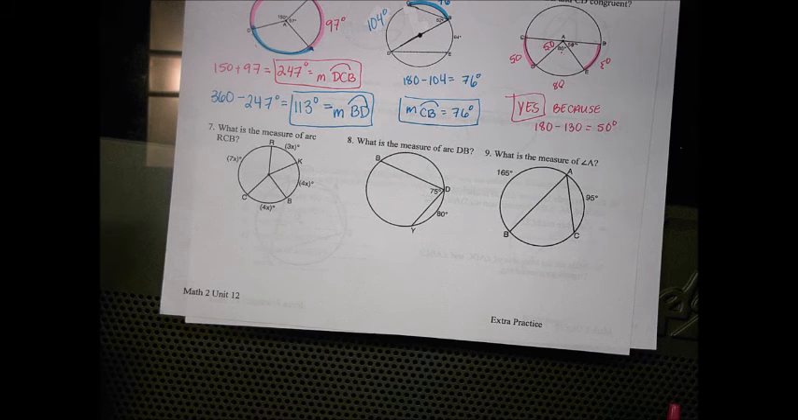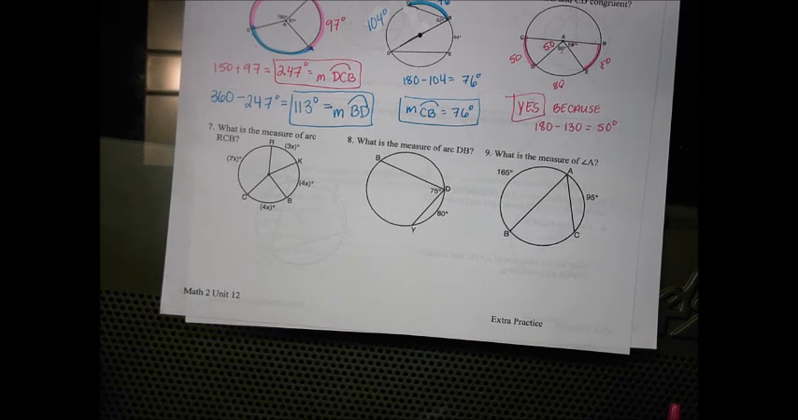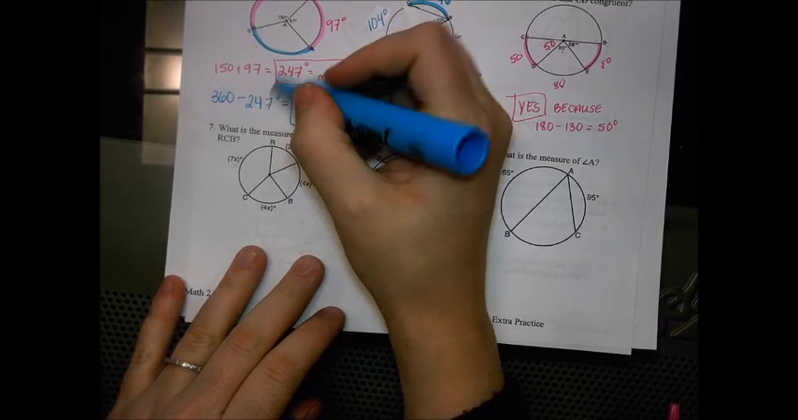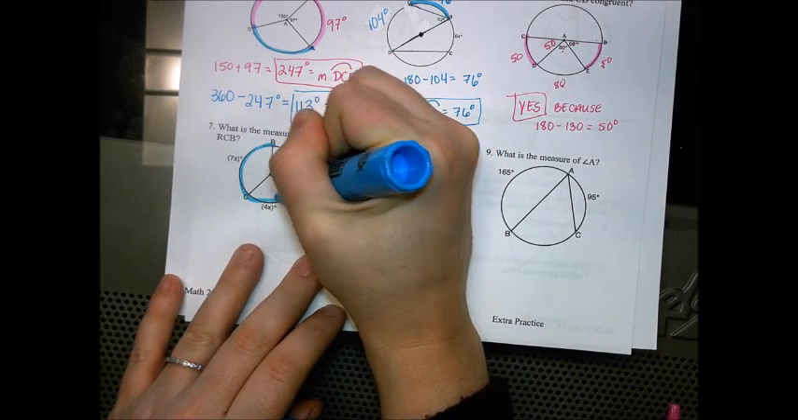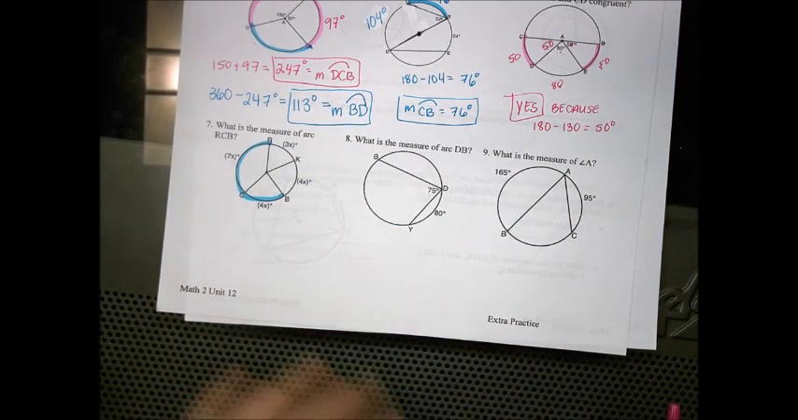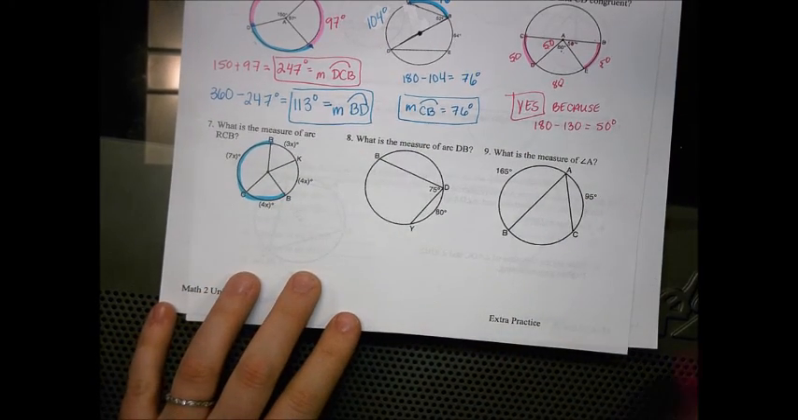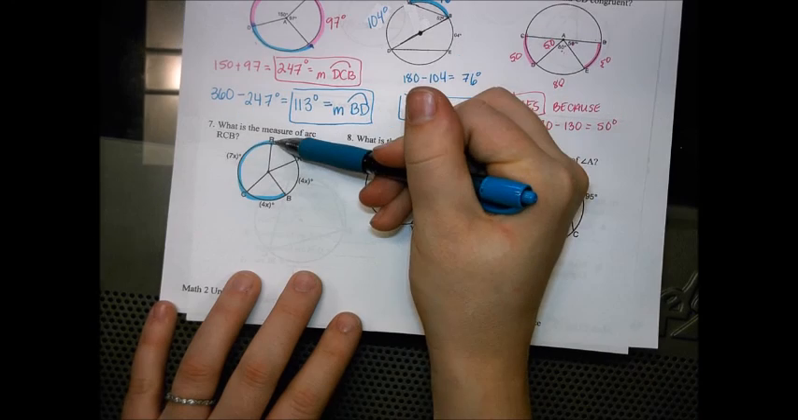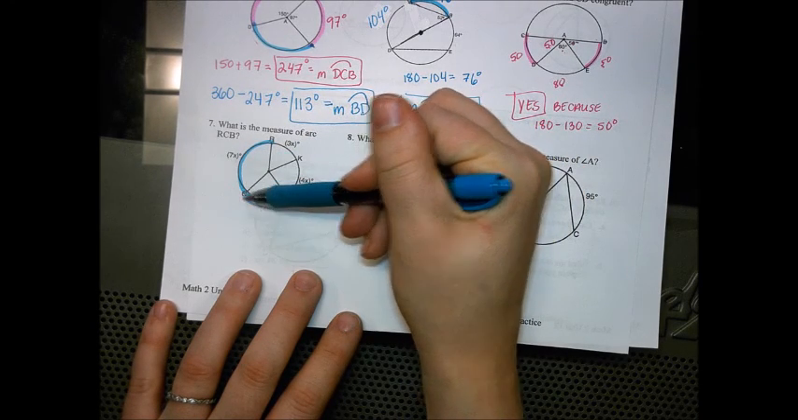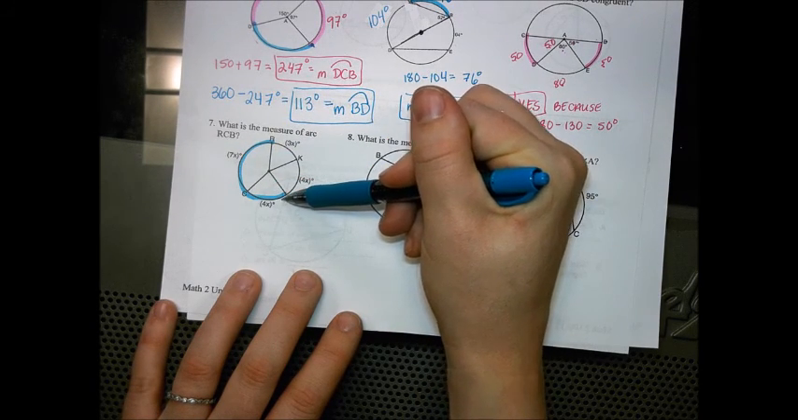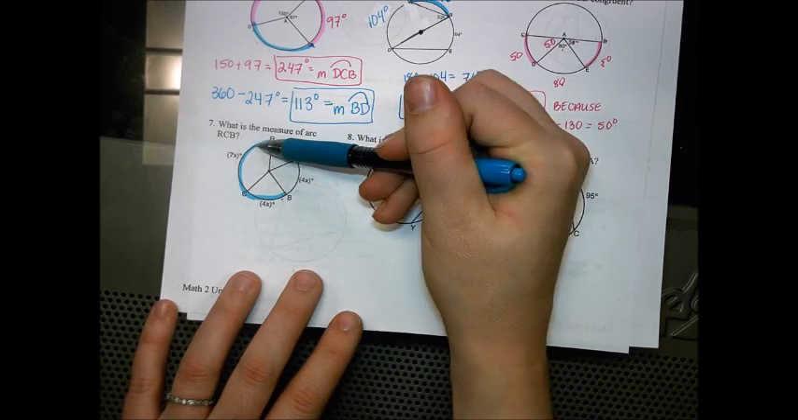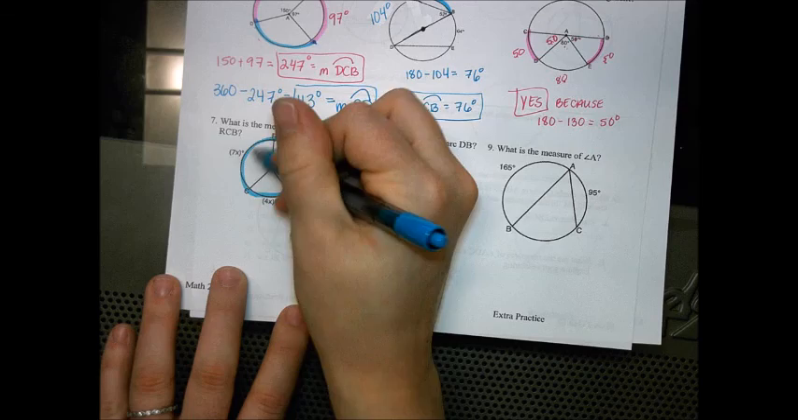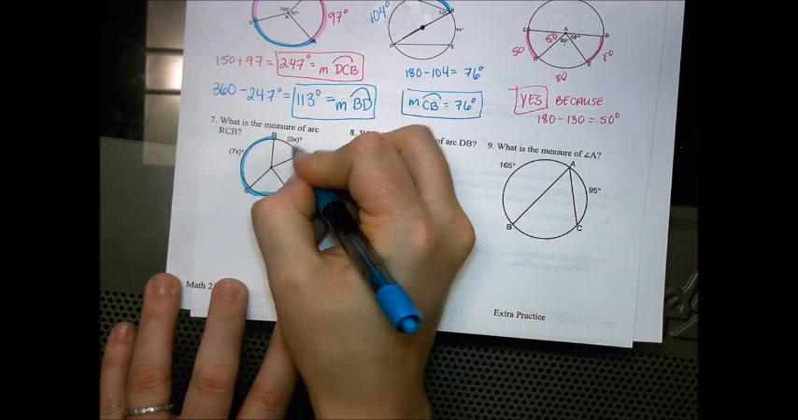Number 7. What is the measure of arc RCB? So that means we have to start at R, go around to C, and end at B. Well, I don't have the measure of any of these arcs, but I do know a term for each of them, and that they all add up to 360. So I can add every single one of these up.